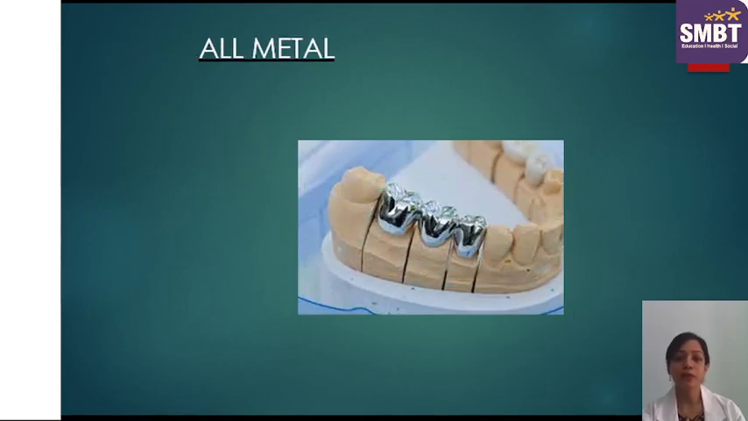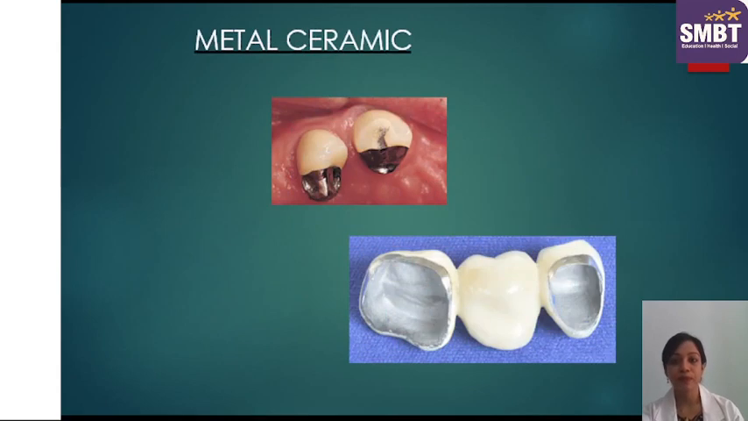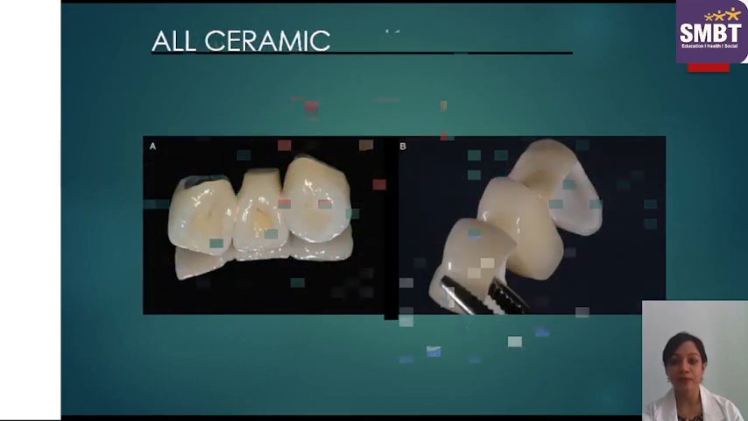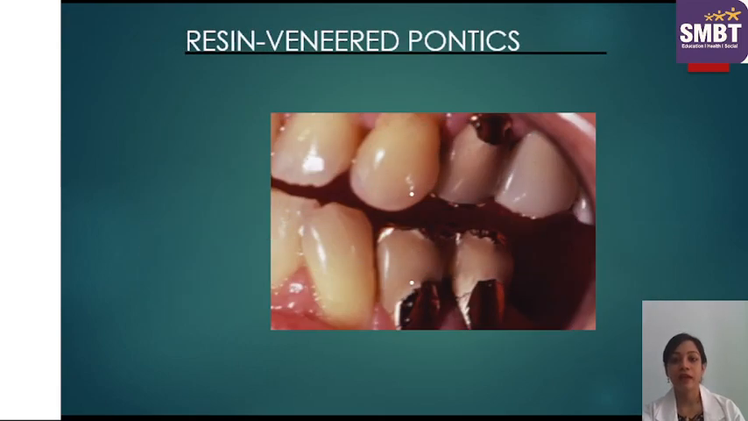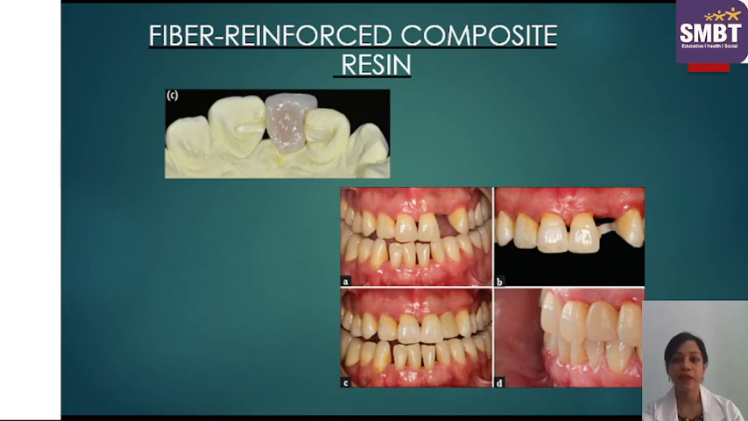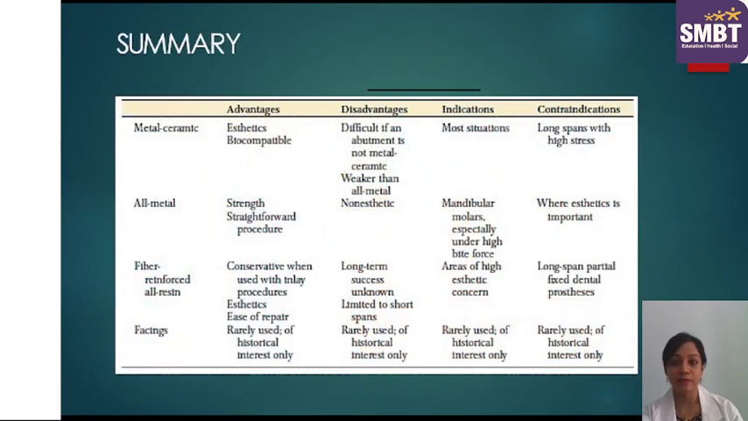So all metal means here there is no ceramic involved, completely in metal. Metal ceramic, a combination of metal covered by ceramic. All ceramic, it is completely made of ceramic. And resin veneered Pontics means a layer of acrylic or resin is veneered on the surface of these Pontics. And this is fiber reinforced composite resin generally used in the anterior zone. That is where a fiber band is used to keep the Pontic in place.